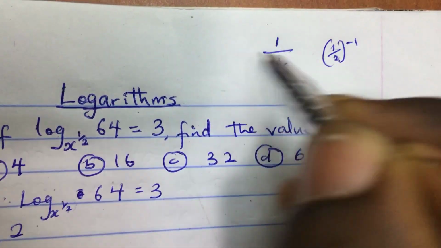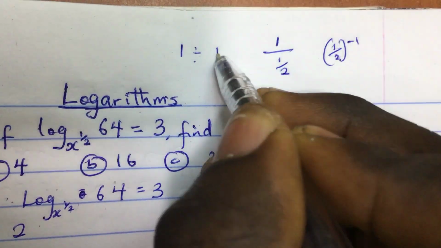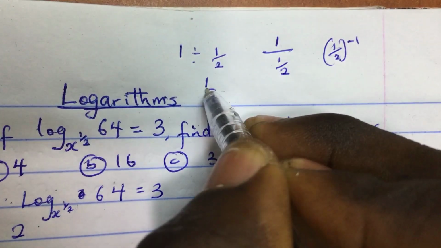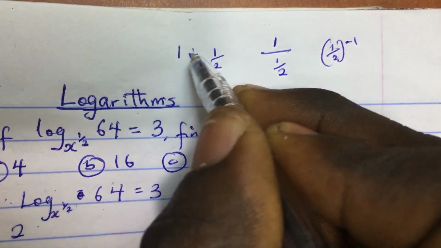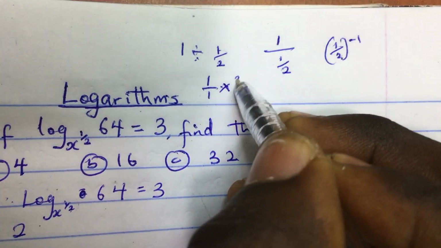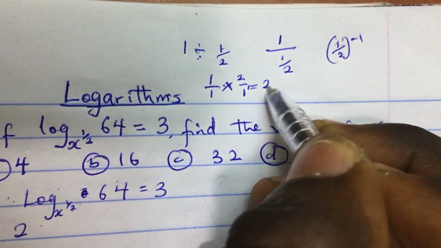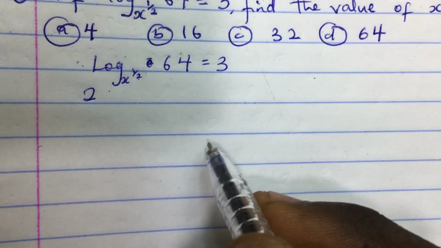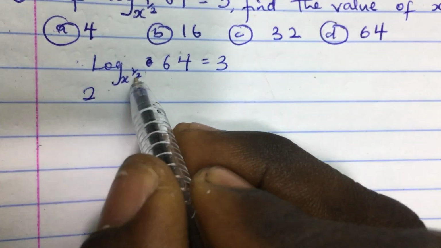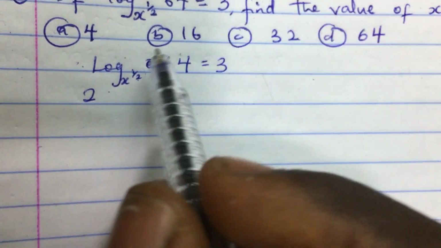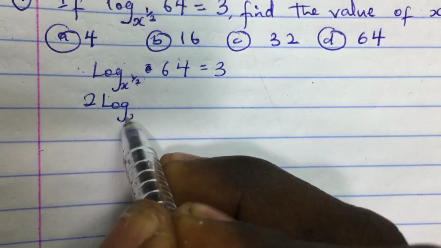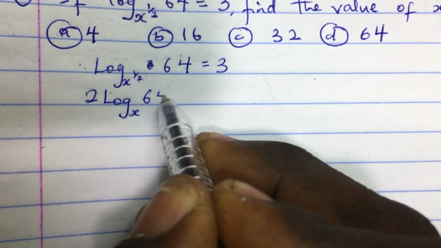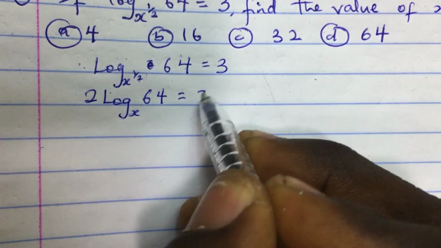By the time we break this down, it will become 1 divided by 1 over 2, which is 1 over 1 times... and whenever we change division to times, this will come up, this will come down, which is 2 over 1, which equals 2. Now, going back to the question, we can see that this 1 over 2 will become 2. So the 2 comes up, becoming log base x of 64 equals 3.